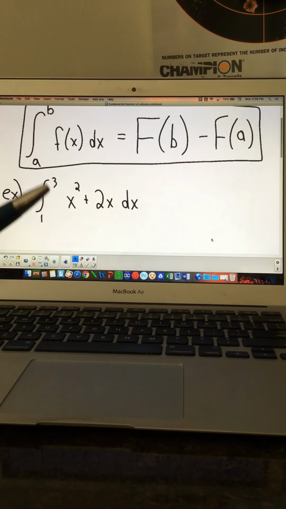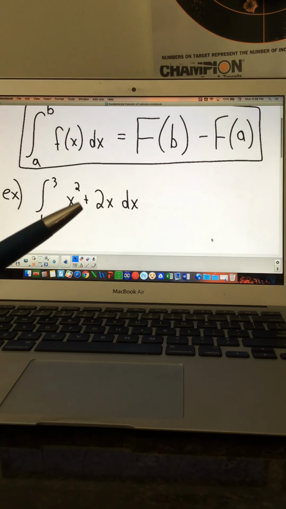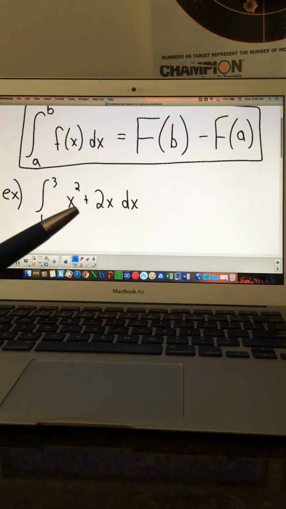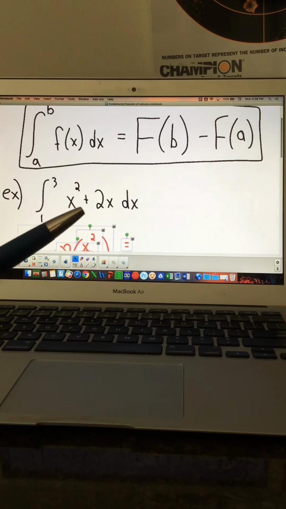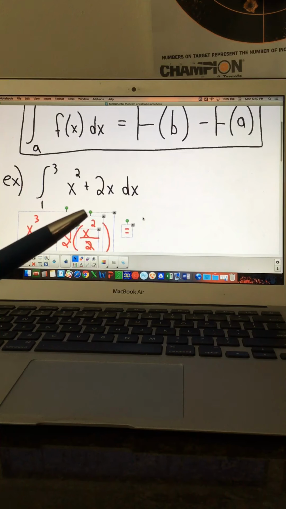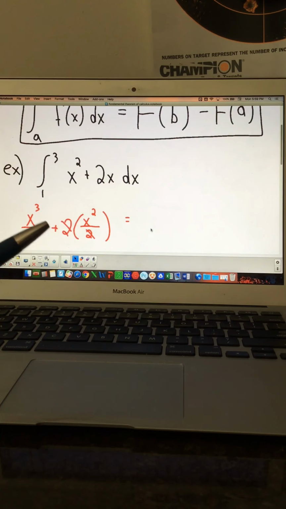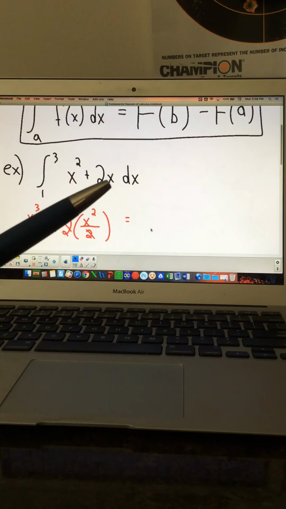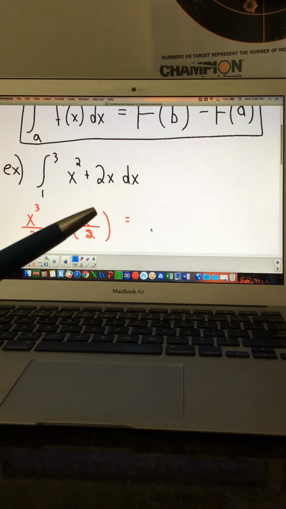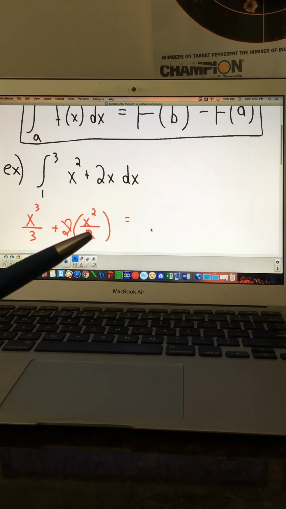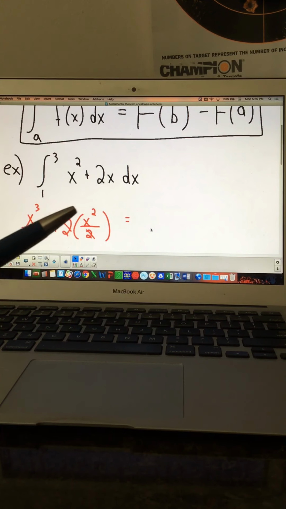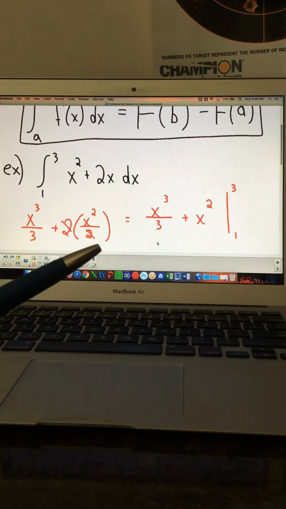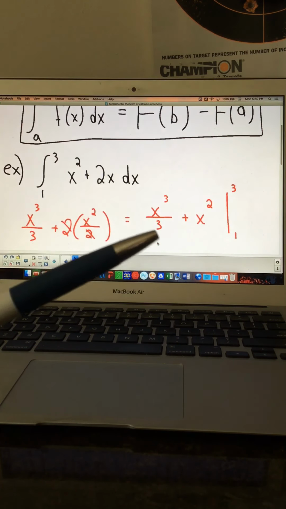We now have boundaries. We're going to integrate this the same way we normally would. So we'd start with this x squared and integrate it. We know x squared becomes x cubed over 3, plus the 2x. We're focusing on the x just like we did before. The x becomes x squared over 2. The 2 in the front just gets brought down. They're going to reduce. So when we integrate this and reduce it, this is what it becomes.